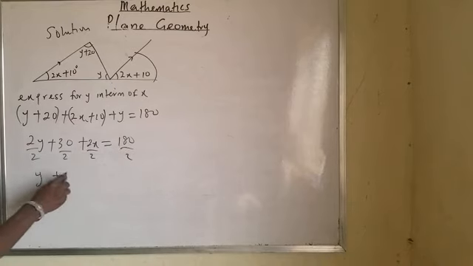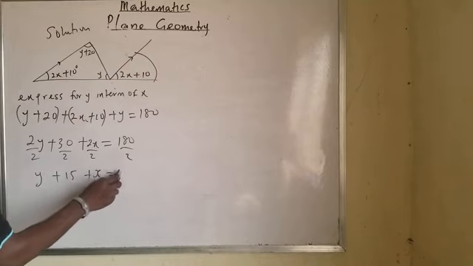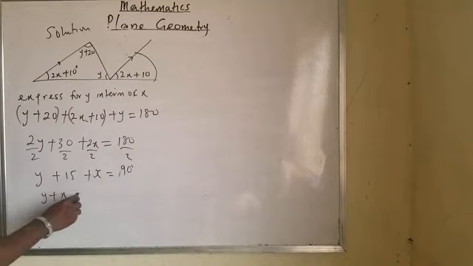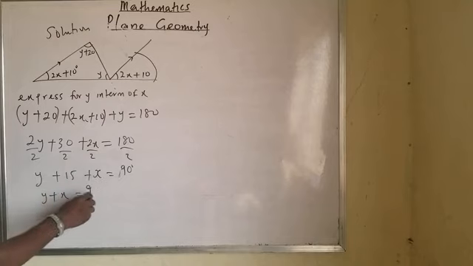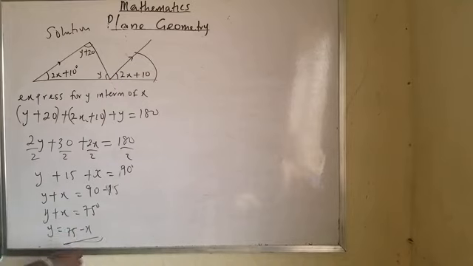Y plus 15 plus x equals 90 degrees. Now, since I have this, it means y plus x equals 90 minus 15. Now, my y plus x equals 75 degrees. Now, my y equals 75 minus x. That is what we're talking about.